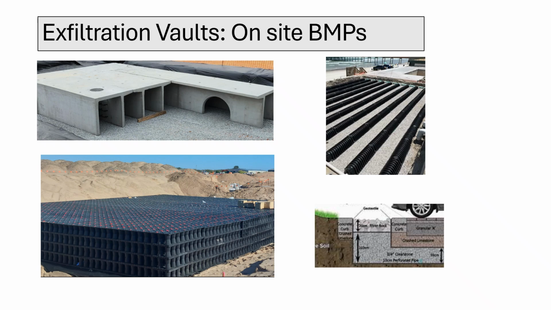These images showcase the installation of exfiltration vaults, which are crucial on-site best management practices for managing stormwater. A key characteristic of these systems is that they typically do not use perforated pipes. You'll find a wide variety of exfiltration vaults available. Some are designed to store and exfiltrate very large volumes of water, while others are scaled for smaller areas or specific site constraints. Regardless of their type or size, all exfiltration vaults inherently provide a significant storage volume for water before it's gradually released back into the ground.